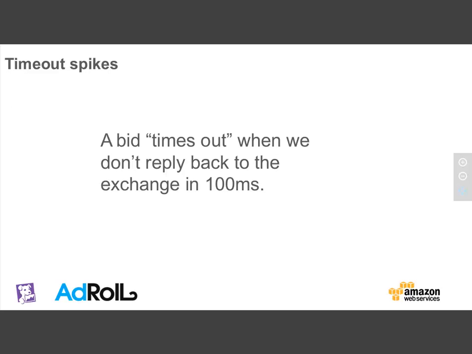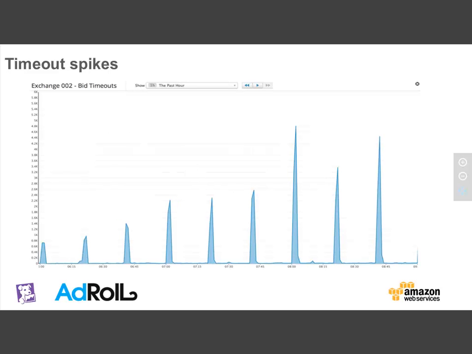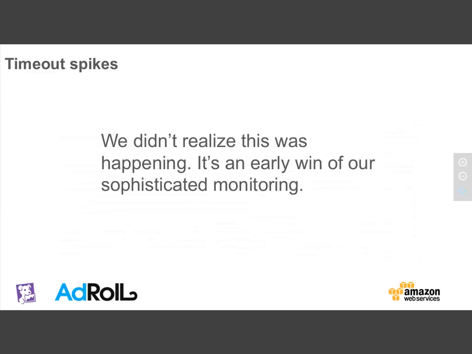So after we had instituted this regime of fine-grained monitoring, what we found out when we looked at timeouts were that we had these periodic massive spikes. I don't know if those of you on the webinar can see on the left-hand column there, but we go from effectively 0 to, at peak, 4,800 timeouts, instantaneous. And this happens pretty regularly. You can see a pretty decent pattern there. And in fact, we didn't realize this was happening. We had no idea this was going on. And it was an early win of our sophisticated monitoring. It was something that surprised all of us.